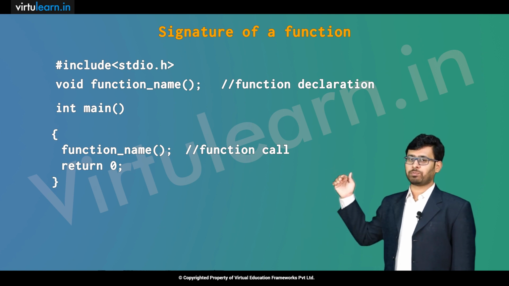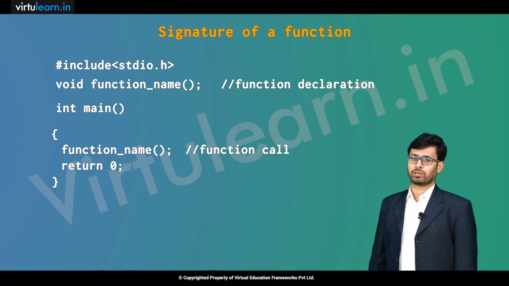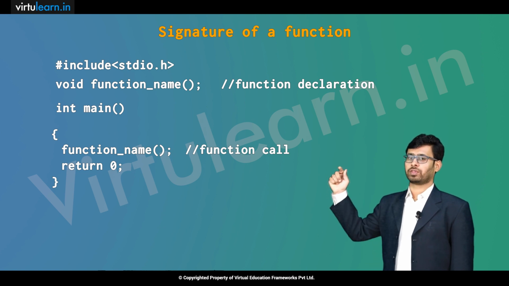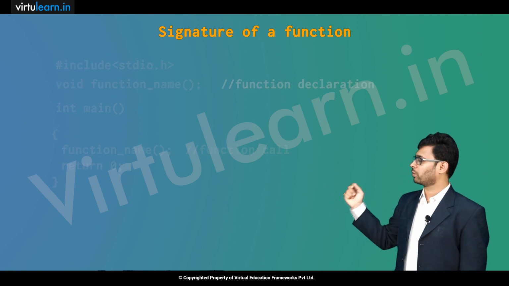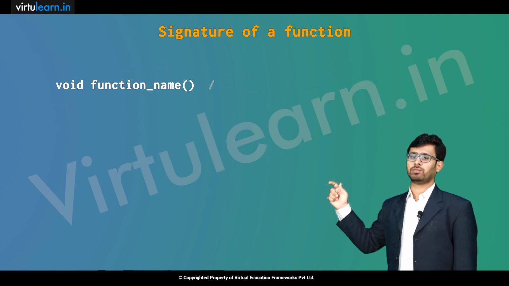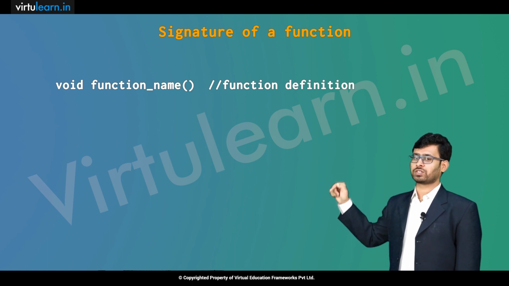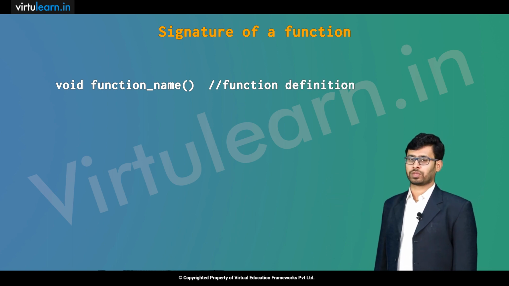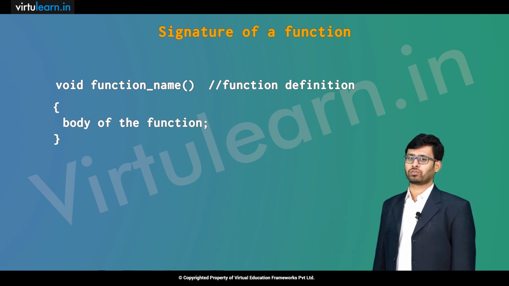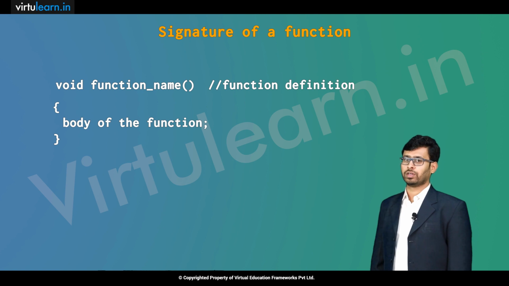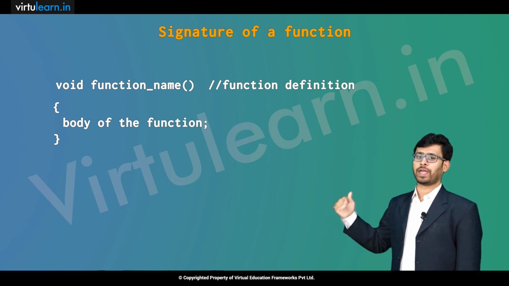Now outside of that main function, we need to write the function definition. The return type should be the same. The return type used for the function declaration is void, so here also I should use void followed by the function name and open and closed parentheses. Nothing is passed within the parentheses. And here we are going to write the body of the function. So this is called function definition. So this is the signature of a function, how you need to write it for every program.